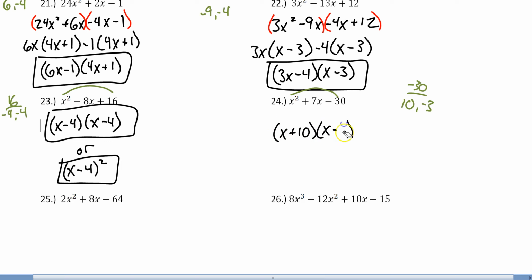That is an ugly looking 3. Let me try again. There we go. And that's it. I go right to the answer, all right, using that shortcut.